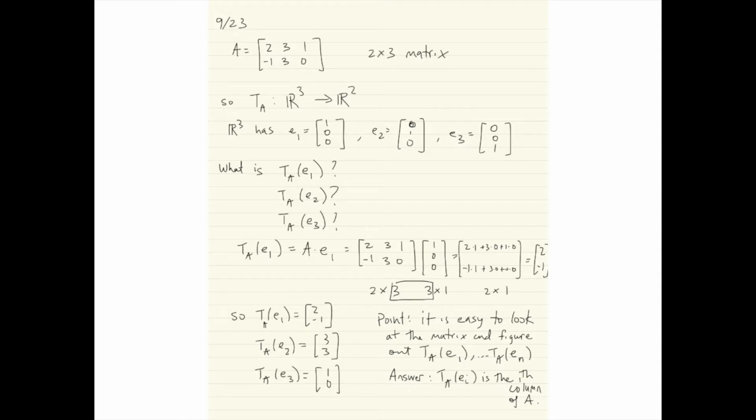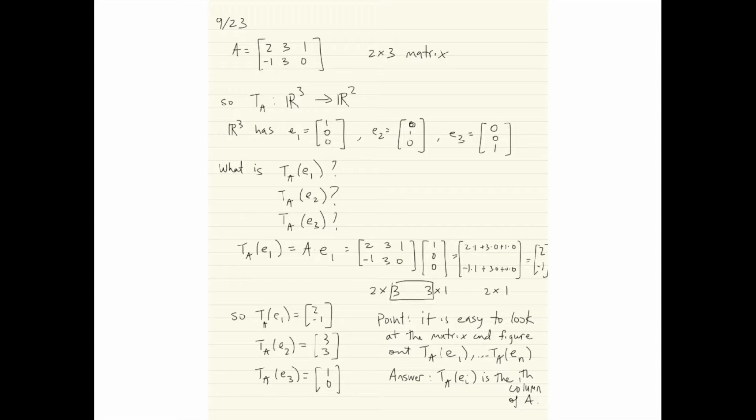Let's continue with some examples from section 1.8. So here we have an example where we're given a matrix A, and it's a 2 by 3 matrix, 2 rows, 3 columns. And so the associated transformation, T sub A, takes a 3 by 1 column vector and returns a 2 by 1 column vector.